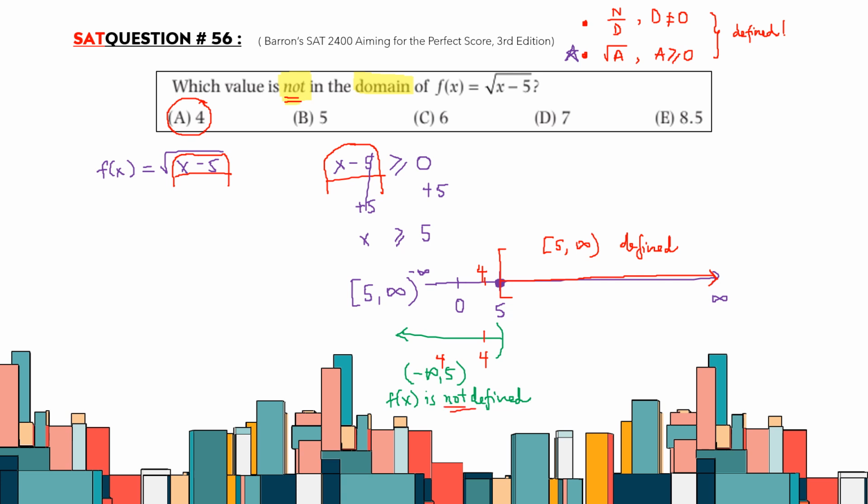The rest, we have 6, 7, 8.5, in the defined area. And include 5. Remember, include 5 because this is the dot. We use a closed dot, and we use the bracket.